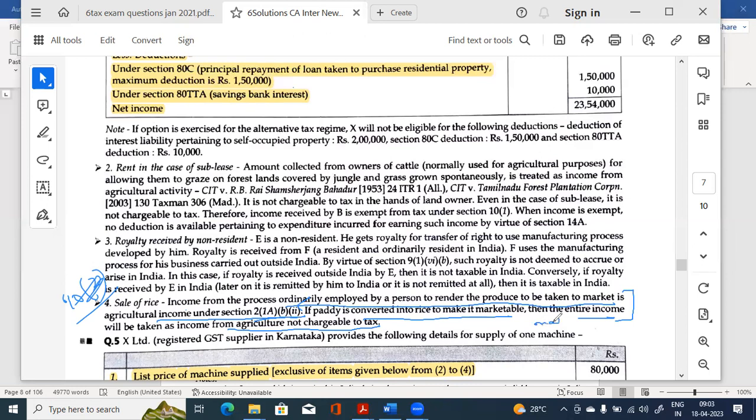Material is good. Please understand the difference, because they have asked questions on this. Similarly, nursery. So all these are expecting you to write the answer according to the provision.